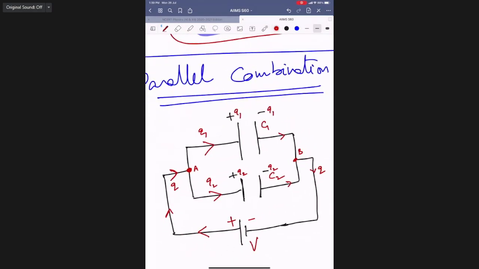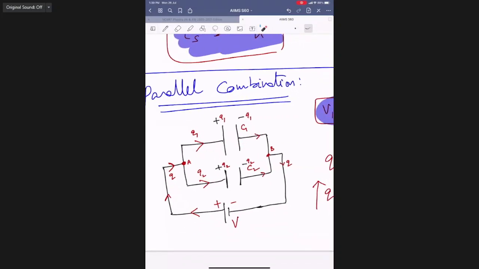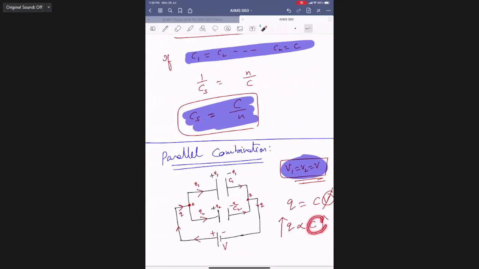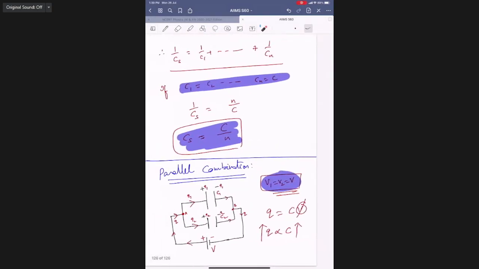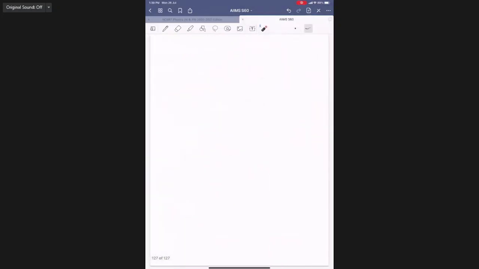For example, in this case, this is 100 microfarad, this is 50 microfarad. Then more charge will flow through this one, less charge will flow through this one, because these are parallel. Q is proportional to C. More is the capacity, more charge will accommodate. Less is the capacity, less charge will accommodate. But again, total. Got it? So charge is coming, dividing as Q1 and Q2.